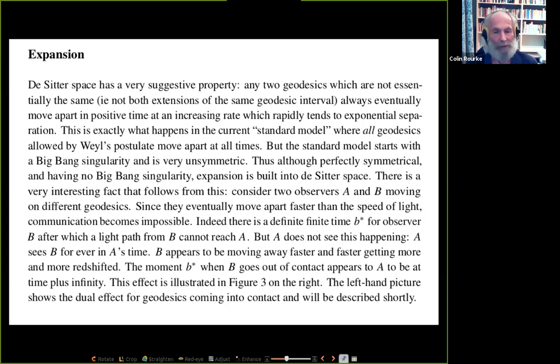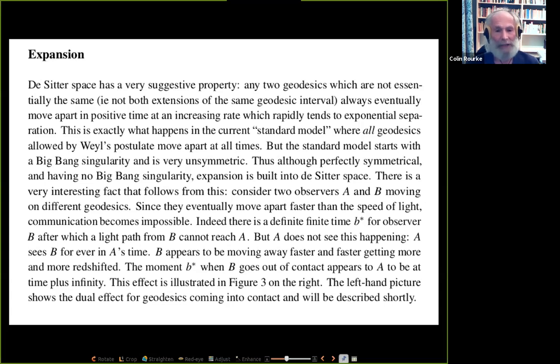So this is exactly what happens in the standard model, where all geodesics allowed by Weyl's postulate move apart at all times. But the standard model starts with the Big Bang singularity and is very unsymmetrical. So thus, although perfectly symmetrical and having no Big Bang singularity, expansion is built into de Sitter space. So the idea that expansion means a Big Bang is just wrong. Here's an example: a space which has expansion and no Big Bang.